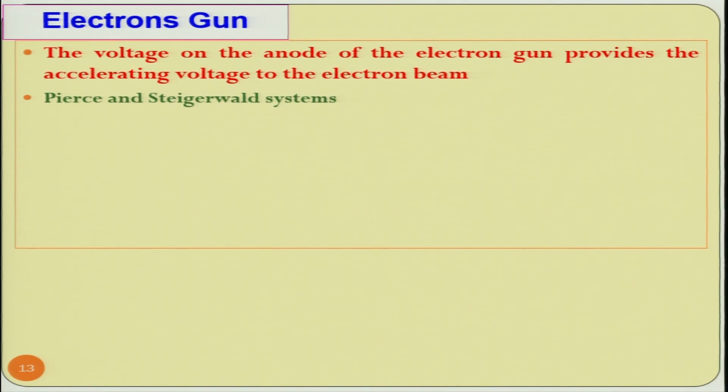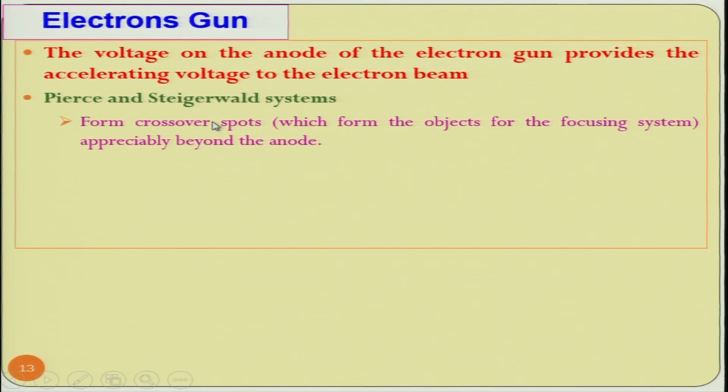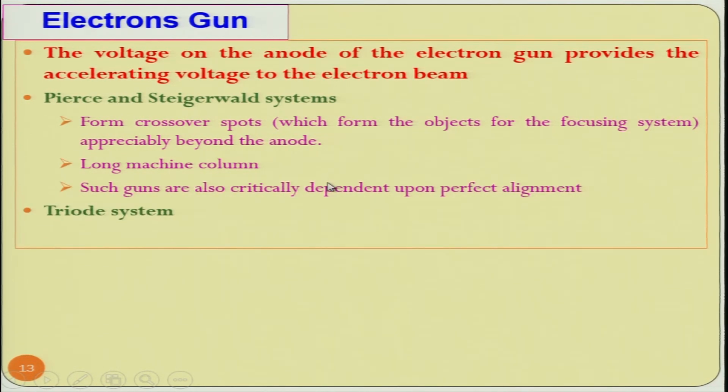Cathode, grid, and then anode are there. The voltage on the anode of the gun provides the accelerating voltage to the electron beam. Pierce and Steigerwald systems, as I will show you, are two different kinds of systems that have been proposed, as we can see here.